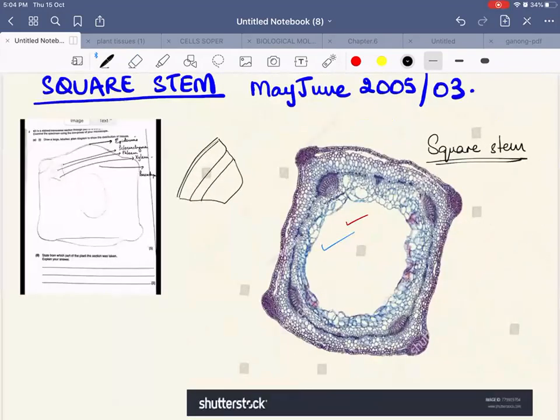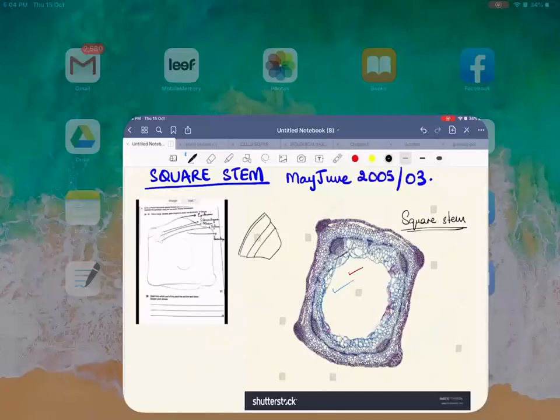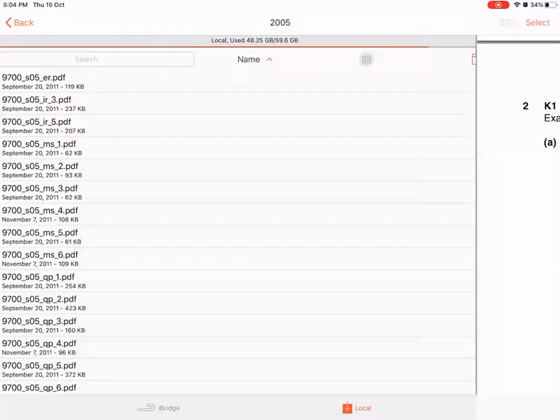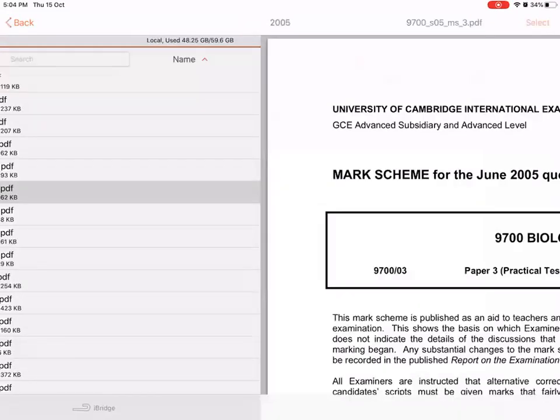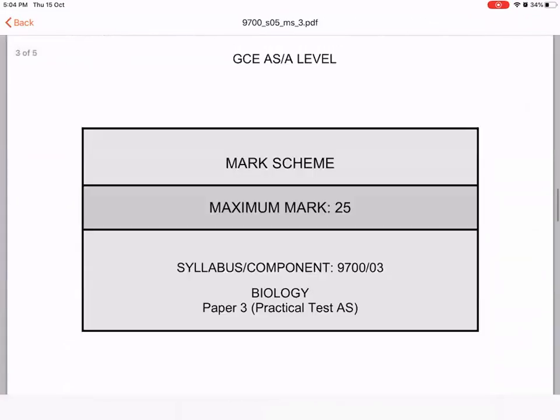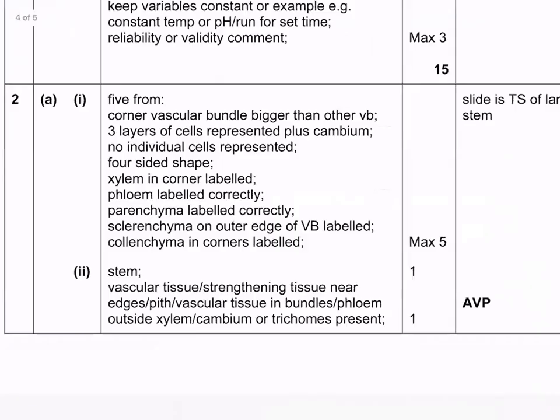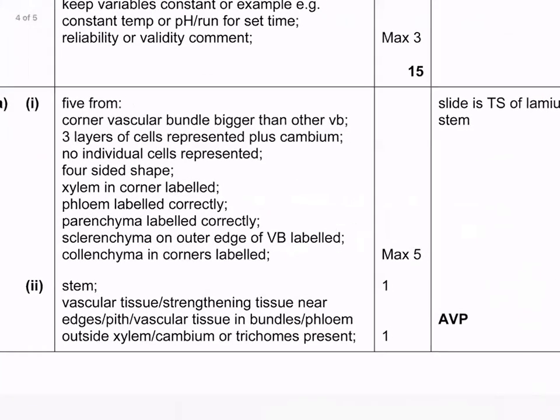Let's compare our answers with the mark scheme. This is your mark scheme. Okay, these are your answers. 2A part 1. The mark scheme points are 5.